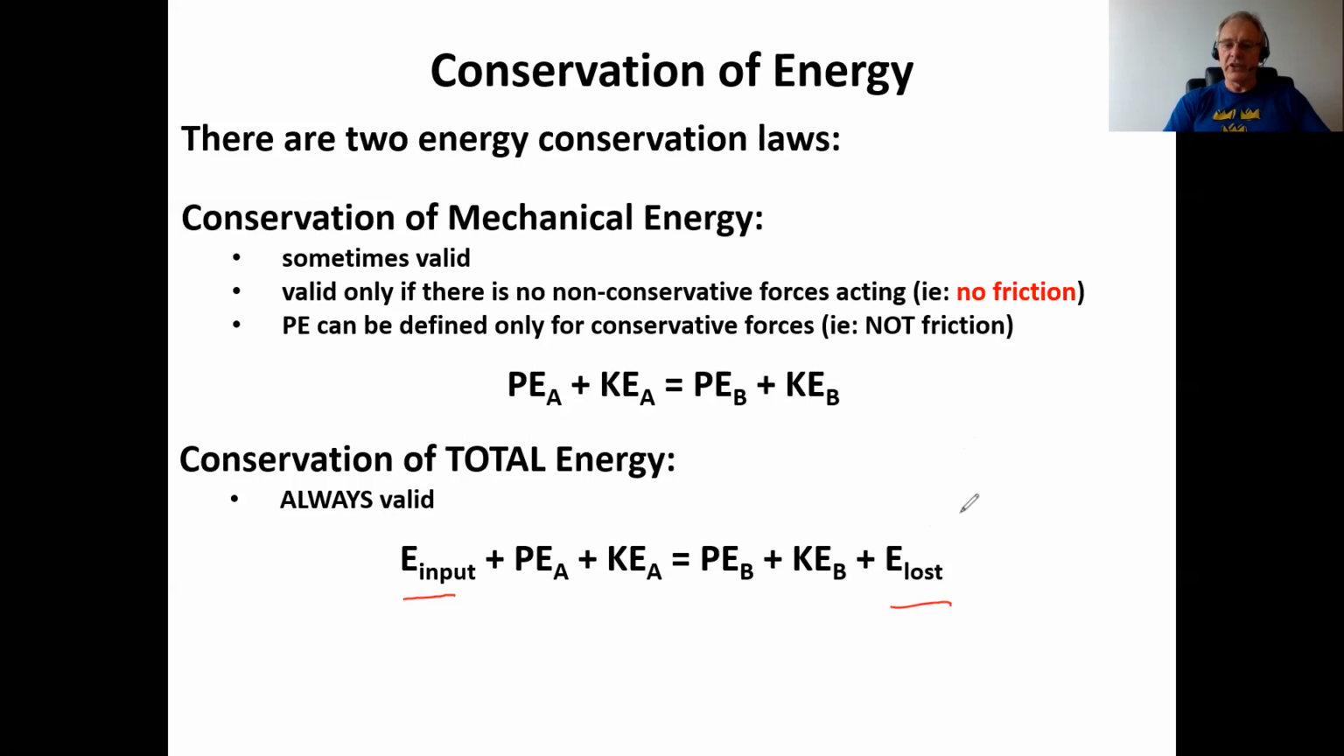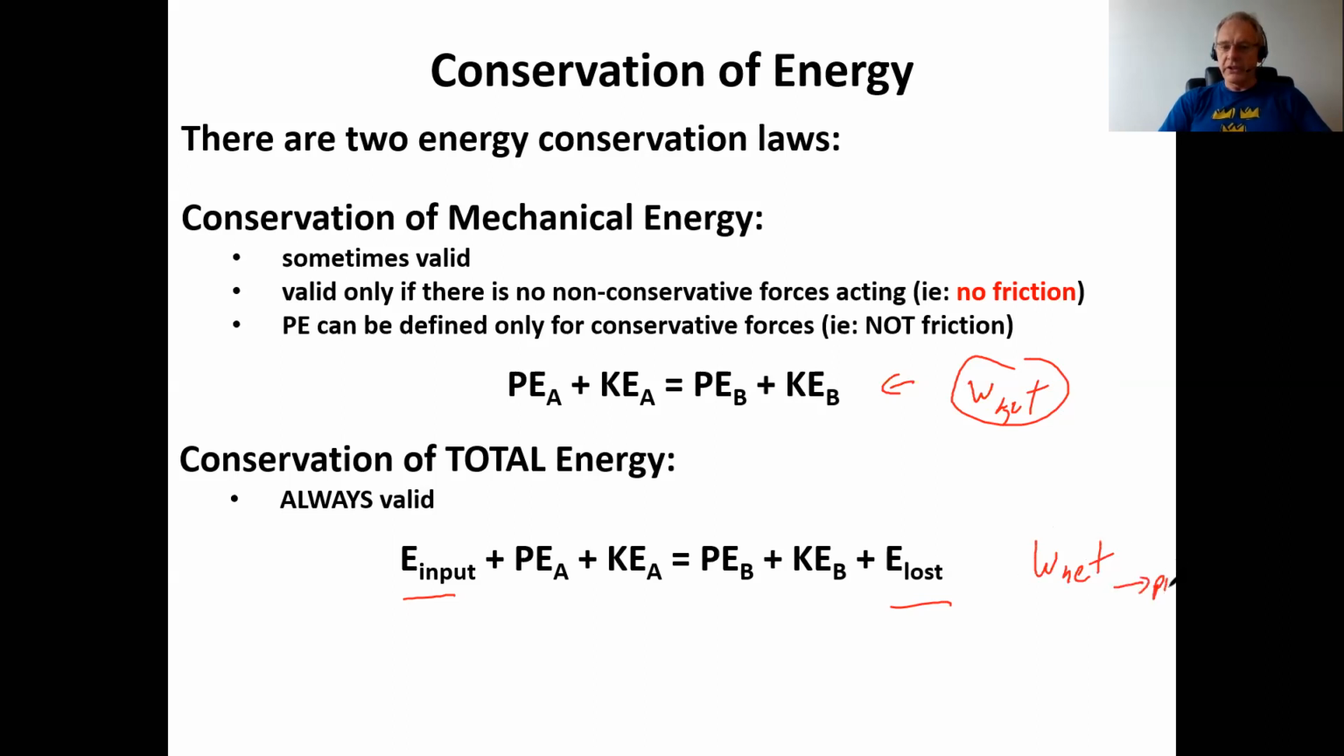Remember, what's the difference really here is when we talked about the net work. The forces acting in this case were conservative. So instead of talking about the net work, we could talk about potential energy. In the case of conservation of total energy, the net work can be partially potential energy for the conservative forces and partially work done by non-conservative forces. We can't write down a potential energy for that, and that would be the energy lost to friction, for instance.